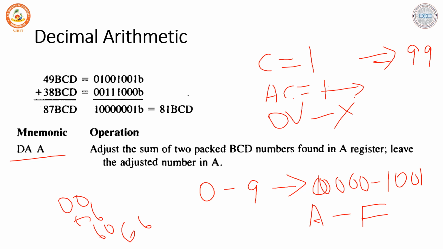And DAA does not convert a hexa number to a BCD number. Keep in mind, it does not convert a hexa number to a BCD number, and it is not applied to subtraction. This is the decimal adjust accumulator, and it does not hold good for subtraction operations.